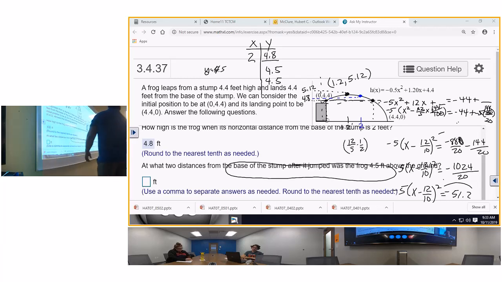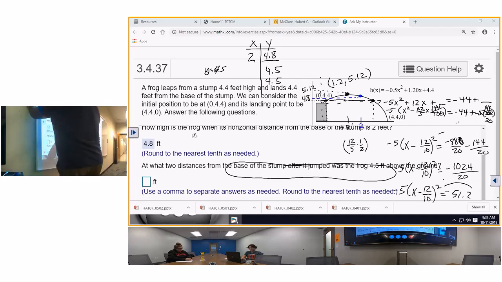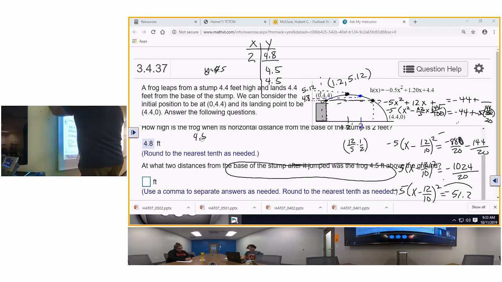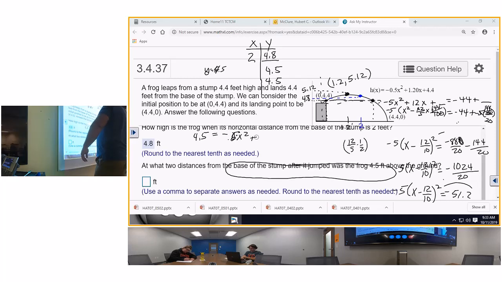You'll have to use your intercept, or you can set 4.5 equal to negative 0.5 x squared plus 12x. Did anybody find the error over there? Plus 44, 4.4?